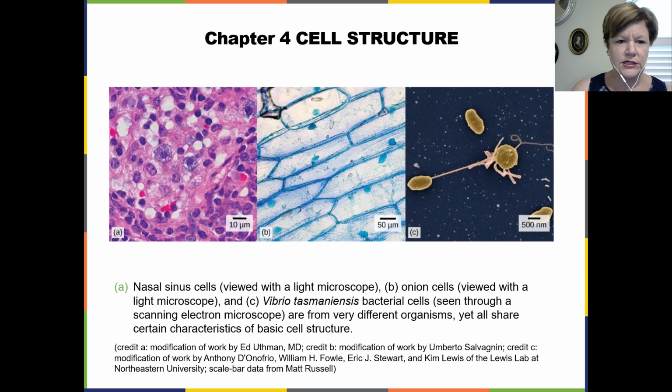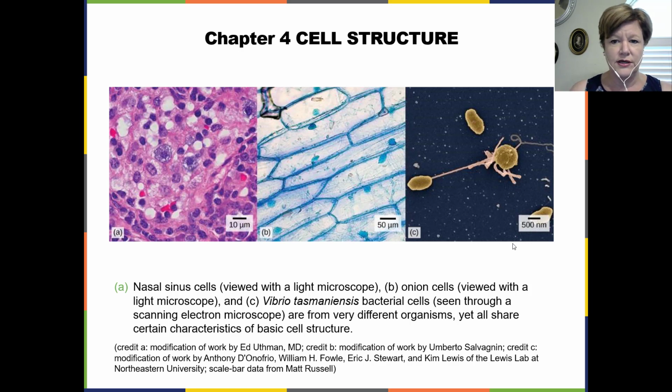And one thing to pay attention to as well is the scale. So on A, the little scale legend has a measurement of 10 micrometers. That's the Greek letter mu. It looks kind of like a lowercase u. So 10 micrometers. In the middle, about the same length, is 50 micrometers. And so plant cells are typically bigger than animal cells. And then on the far right, on C, the same little length is 500 nanometers.